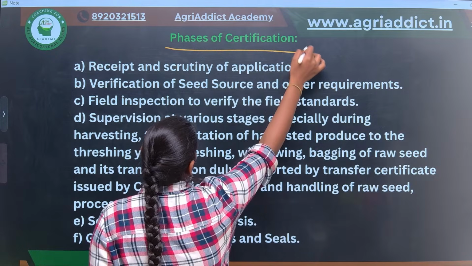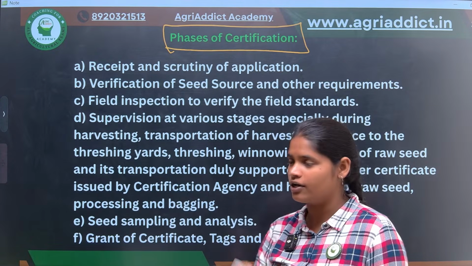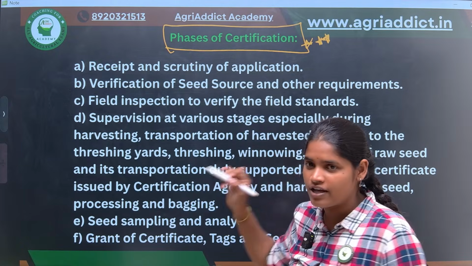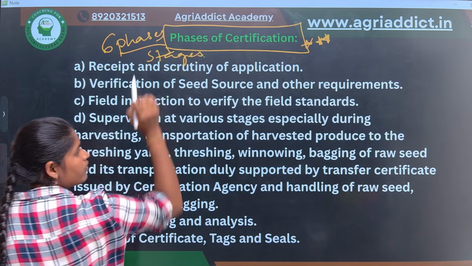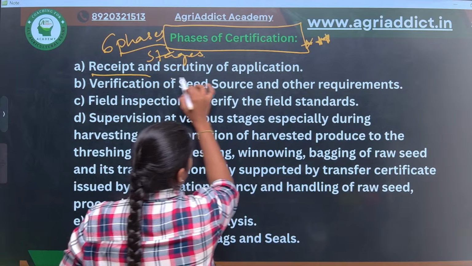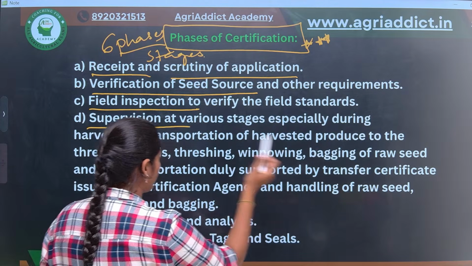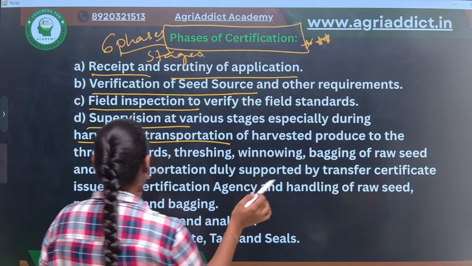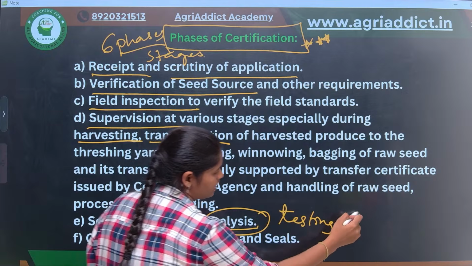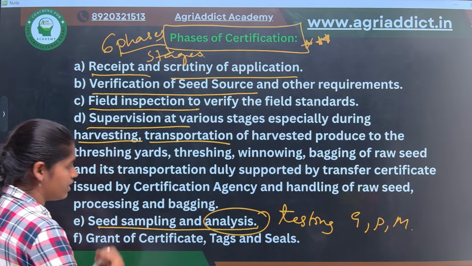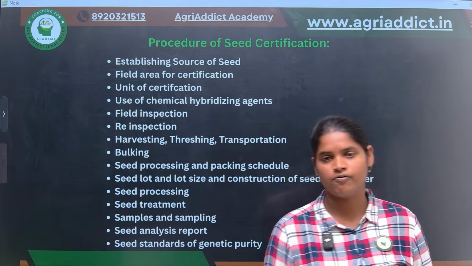Then, what are the different phases of certification? Very, very, very important. And here only we will cover every aspect of certification. This is a very important area where you will get questions: phases of seed certification. There are 6 phases. Phases are stages, right? The first one is receipt and scrutiny of application. Second is verification of seed source and field inspection. Then supervision after harvesting, that is transportation, processing, threshing and all. Then seed sampling and analysis. In analysis, we will get everything: testing for germination, purity, moisture. Then at the last, we grant the certificate, tags and seals. These are the different phases. We'll go into them one by one.